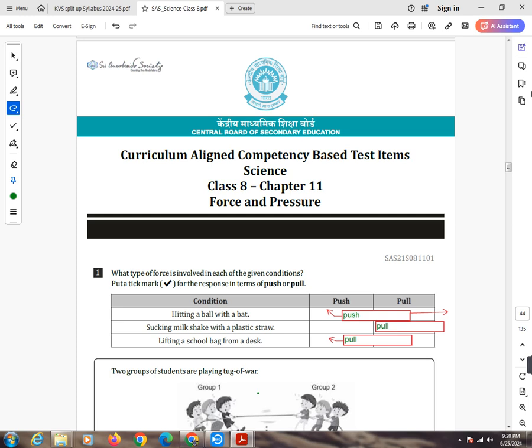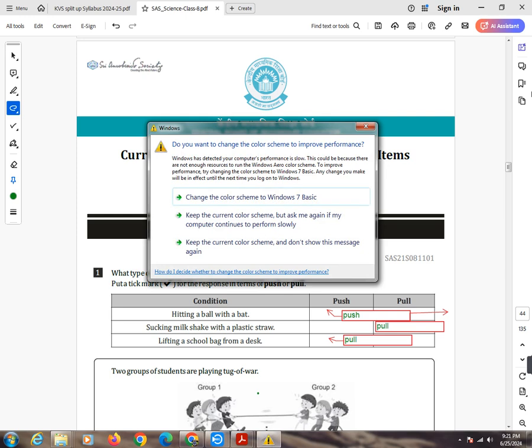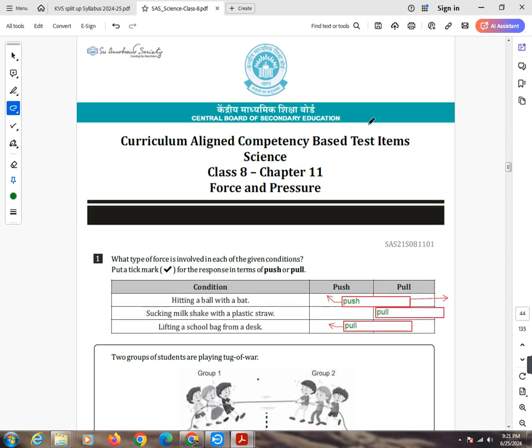This test series has been prepared by Shri Aurobindo Society in collaboration with ACER, which is the Australian Council for Educational Research. Both are preparing this material for competency based education implementation in CBSE schools under the mission of New Education Policy 2020. So let us see the test series.